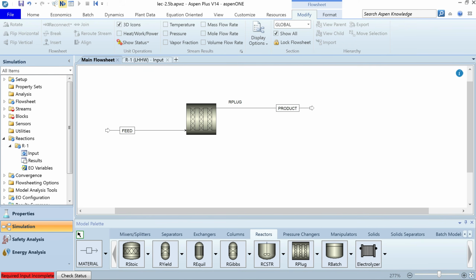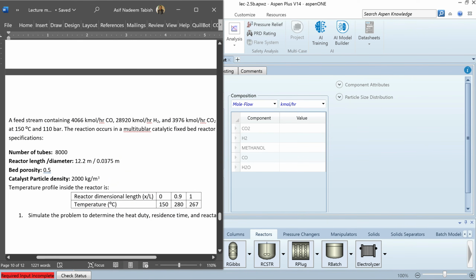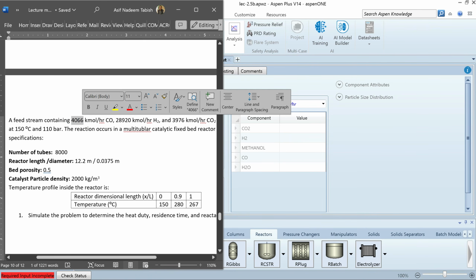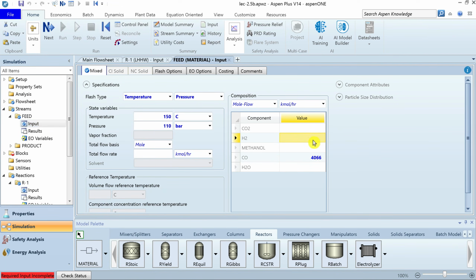Move to the feed specifications where the temperature is defined as 150 degrees Celsius and pressure is 110 bar. Flow rate of carbon monoxide is 4066 kilomoles per hour. Hydrogen flow is 28920 kilomoles per hour and carbon dioxide flow rate is 3976 kilomoles per hour. Let's define these flow rates directly in the composition section. So the flow rates are defined. Let's move to the specifications of the reactor model.